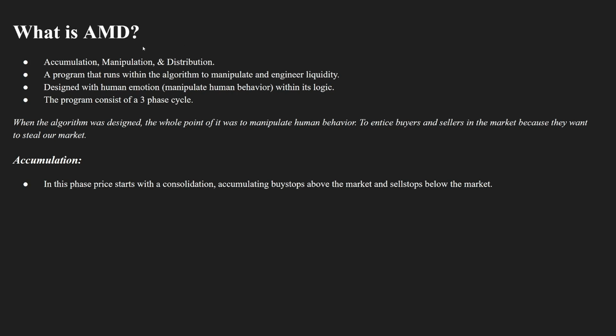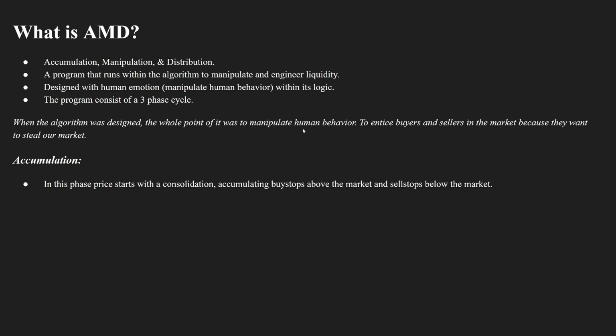What is AMD? AMD, as taught, is accumulation, manipulation, distribution. A, accumulation, M, manipulation, D, distribution. AMD is essentially a program that runs within the algorithm to manipulate and engineer liquidity. It was designed with the intent to play with human emotion. Its goal is to manipulate human behavior within the algorithmic logic. And as it is written, the program consists of 3 different phases.